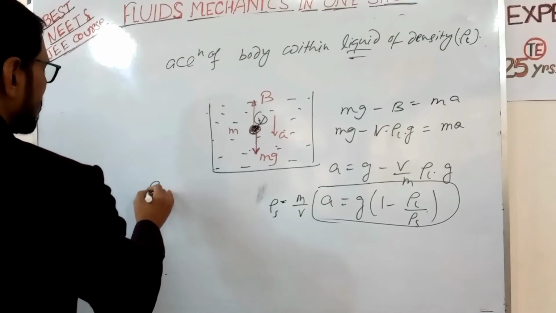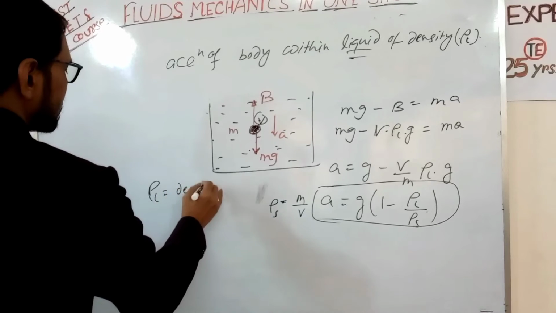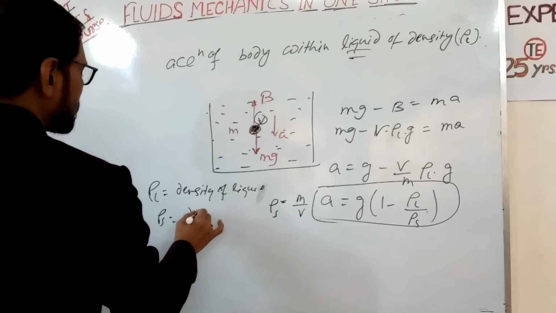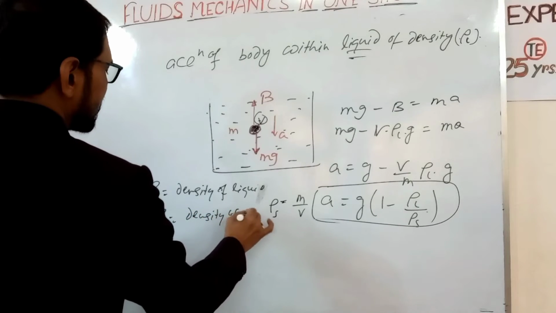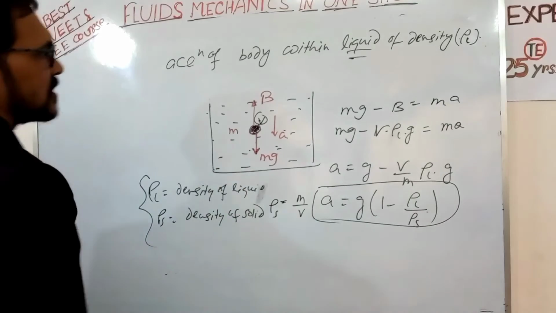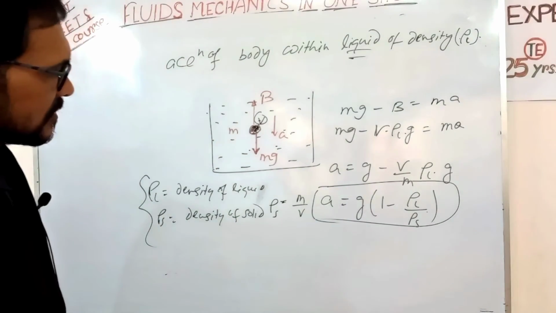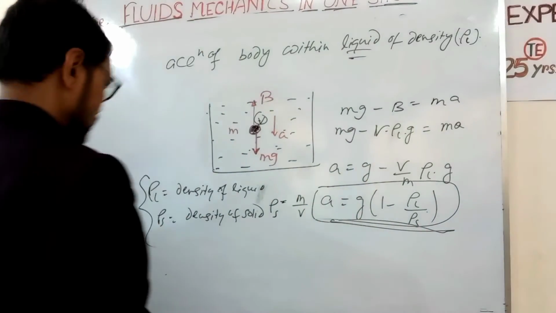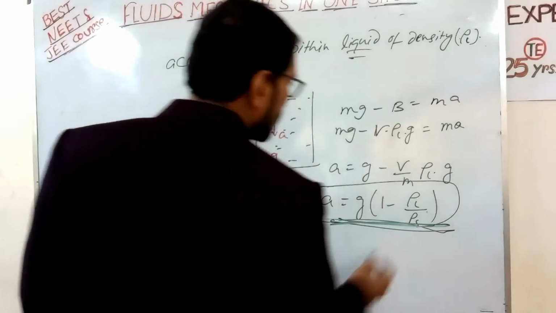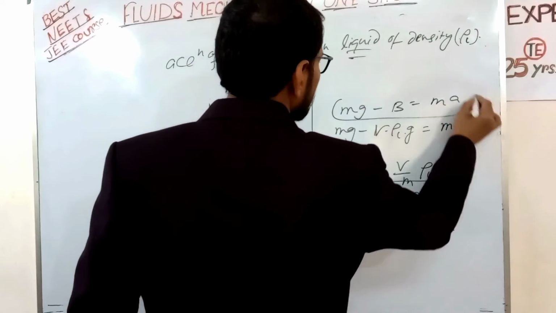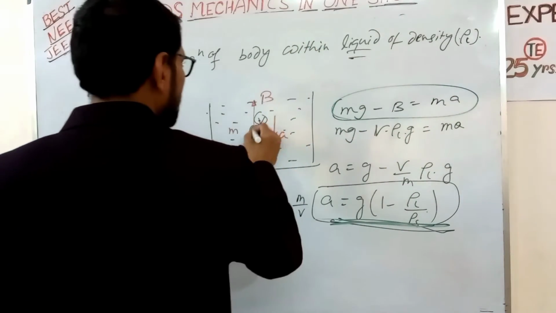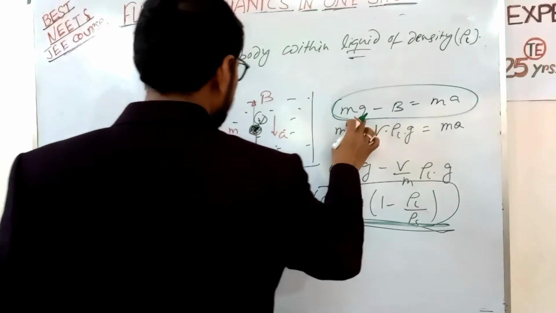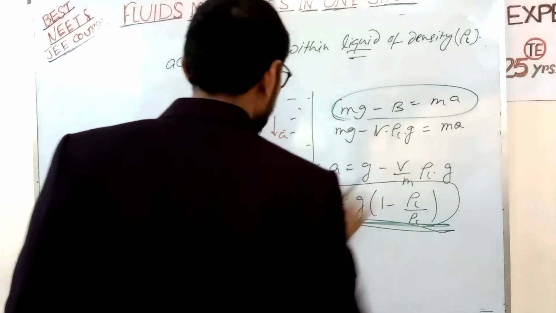What is rho L? Rho L is density of liquid, and rho s is density of solid. Okay. Now, to solve this problem, you can remember this formula, or if you cannot remember, then use this equation to find the acceleration of the immersed body within a liquid. We use this equation.